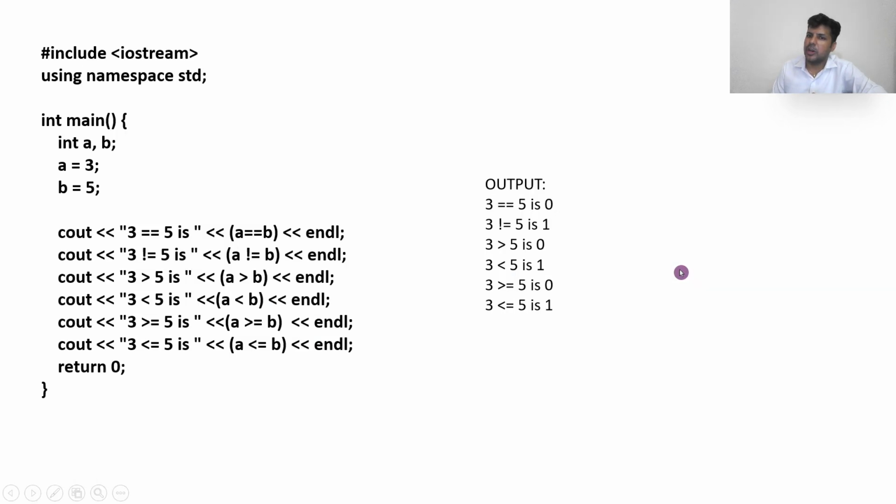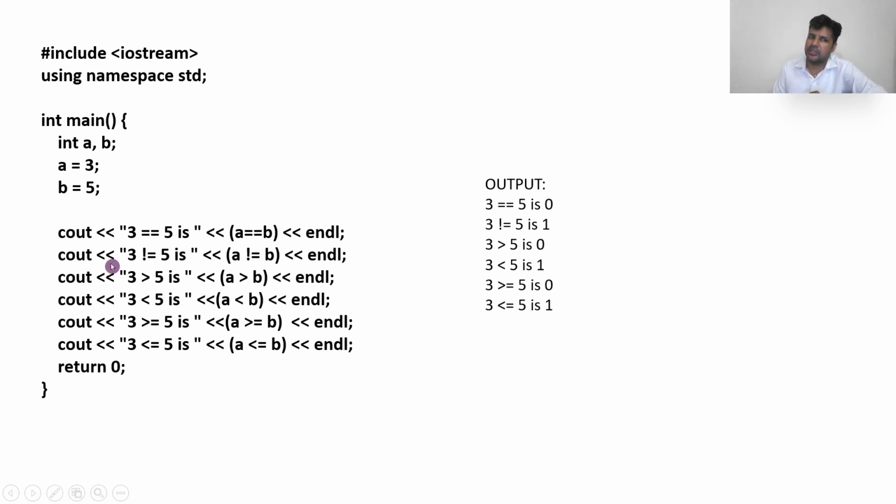So let us see with a small program. For example, I have taken A is equal to 3 and B is equal to 5. You can also directly write 3 equal to 5 if you want. You don't need to take a separate variable, you can directly write the value. 3 equal to 5 is false, so in place of false it will show 0. 3 not equal to 5 is true, so it will show 1. Wherever it is false, it will show 0. Wherever it is true, it will show 1, right?